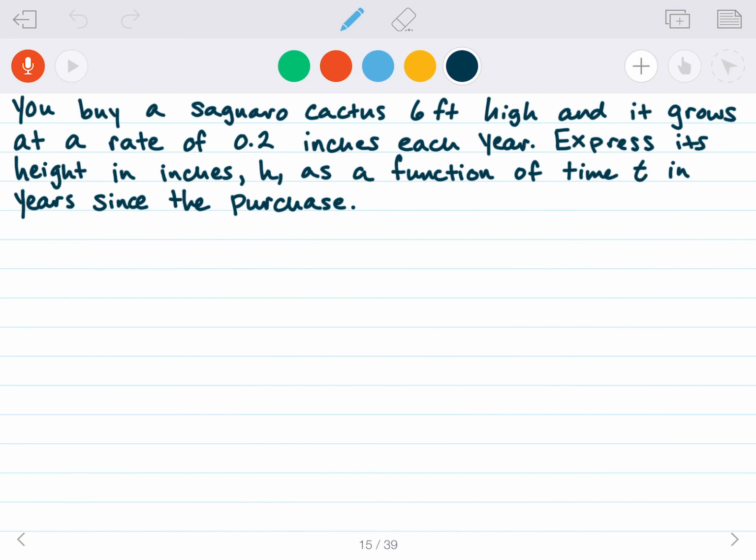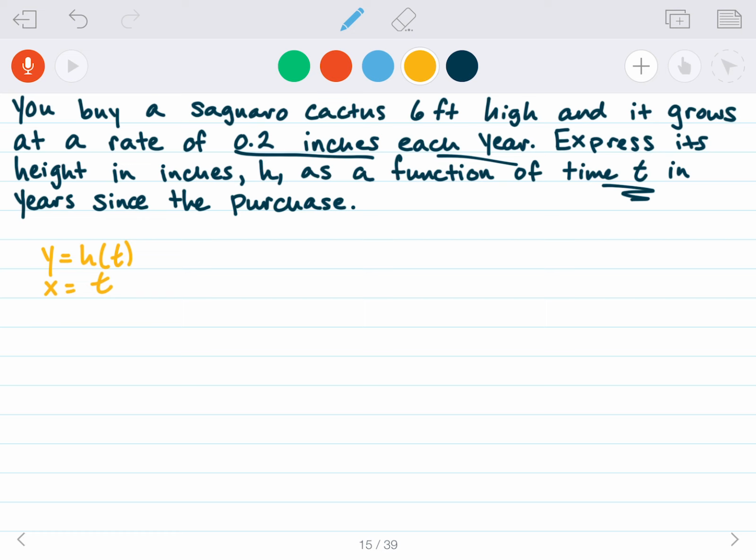Okay, you buy a saguaro cactus 6 feet high, and it grows at a rate of 0.2 inches each year. Express its height in inches, h, as a function of time. So we know that time, t, is acting like our x, and so our y is acting like h of t. So in this case, y is equal to h of t, and x is equal to t. So these are like our independent and our dependent variables here.